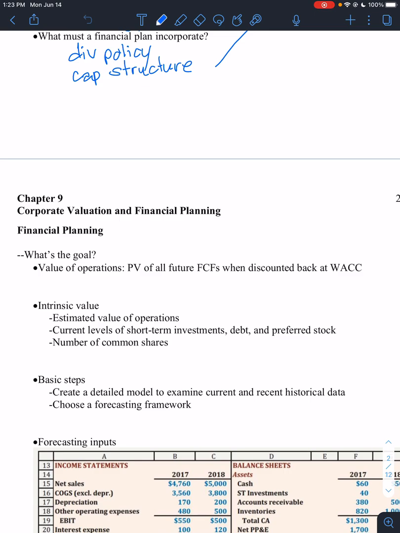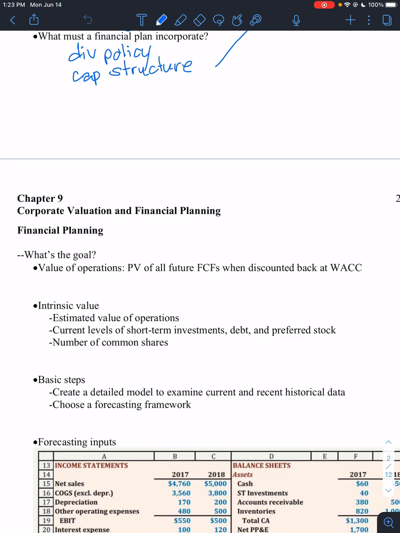But of course, we just know we're trying to find that present value of all the future free cash flows, and we're going to discount back at WACC, right? This is also basically the same thing as leading us to calculate the intrinsic value of a firm, right?